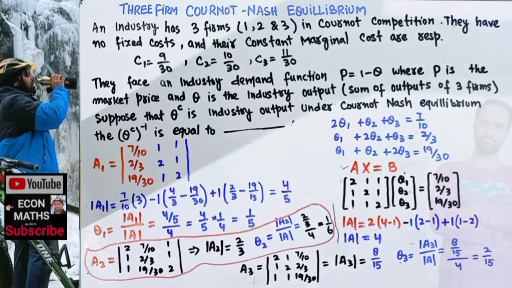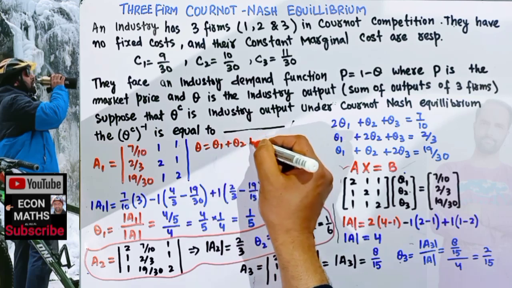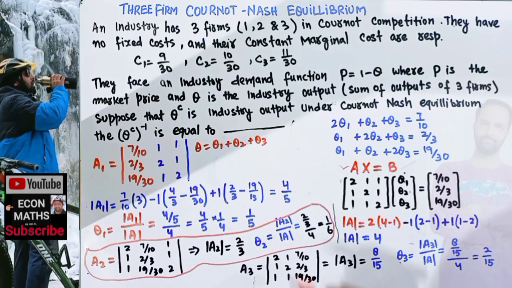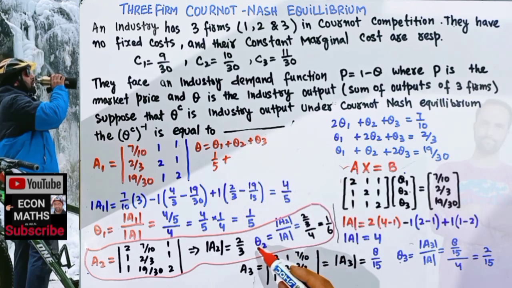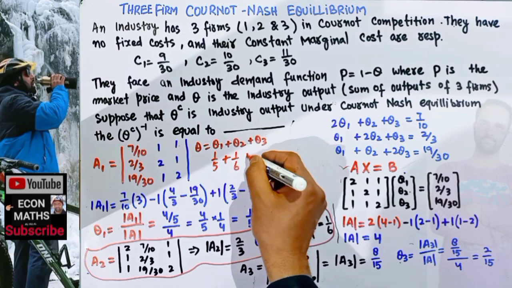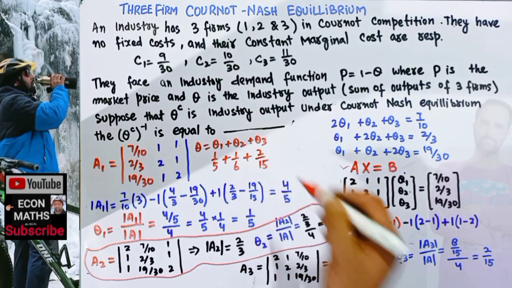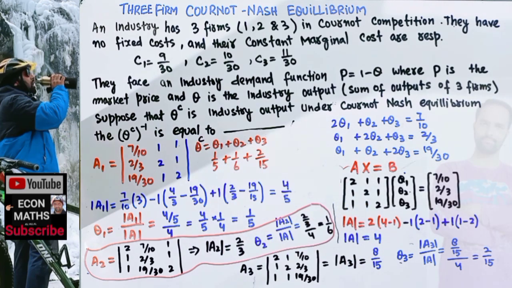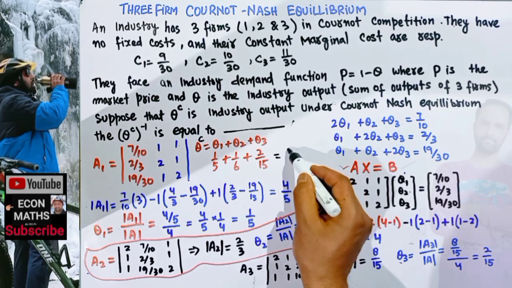Now we know that Q is equal to Q1 plus Q2 plus Q3. That is, Q is the industry output, the sum of outputs of the three firms. So we calculate: 1 upon 5 plus the output produced by firm 2, 1 upon 6, plus the output produced by firm 3, 2 upon 15. That will be our Q superscript C, the industry output under Cournot-Nash equilibrium. When you add this up, it will come out to be 1 upon 2.